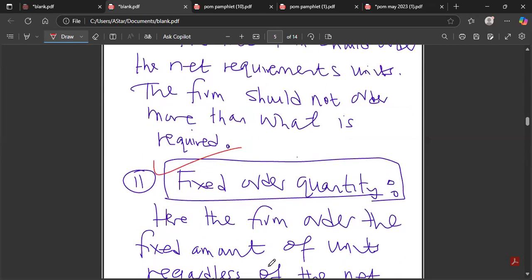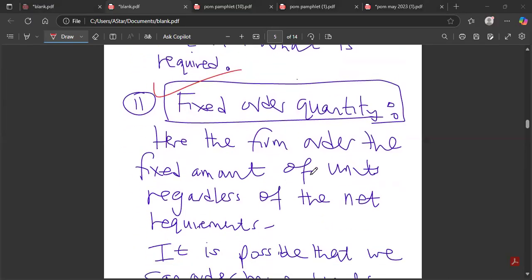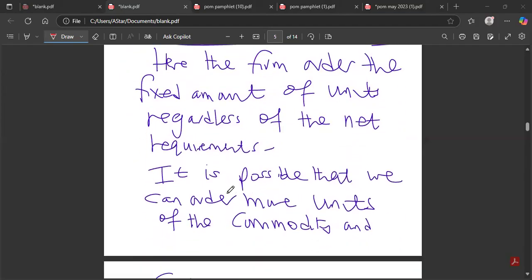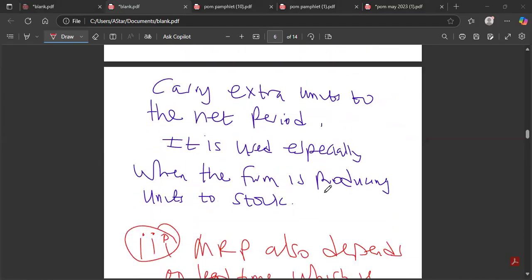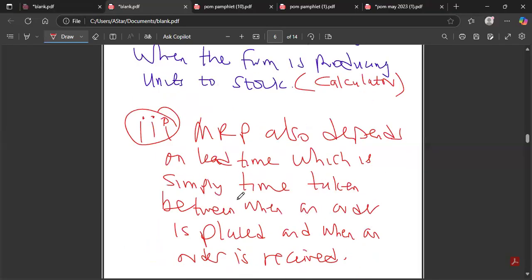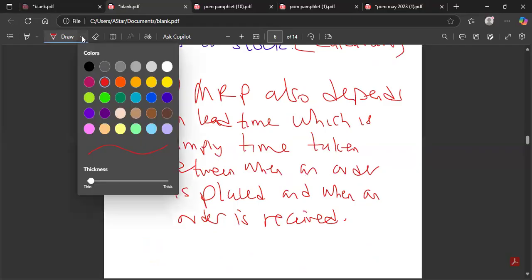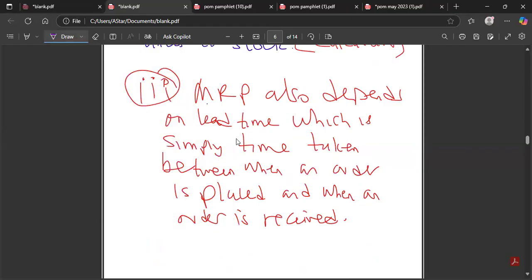And of course, we also have the fixed order quantity. Here, the firm orders a fixed amount of units regardless of the net requirements. It is possible that we can order more units of the commodity and carry extra units to the next period. It is used especially when the firm is producing units to keep, like calculators. So MRP depends on lead time, which is simply the time taken between when you place an order and when you receive an order.